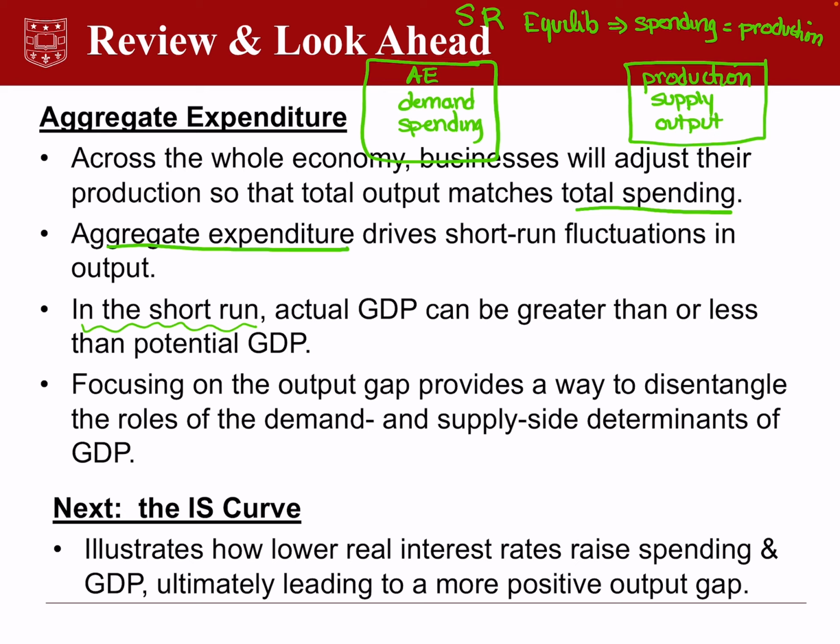So what we're going to turn to now is the development of an IS curve, and we'll talk about why it's called IS at the conclusion of that development. But essentially it is a curve or a line that illustrates how lower real interest rates raise spending and gross domestic product and lead therefore to a more positive output gap, and conversely, when interest rates are otherwise higher, spending and GDP are lower and the output gap becomes more negative.